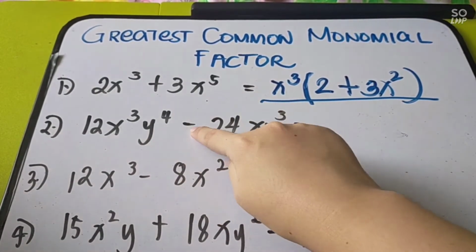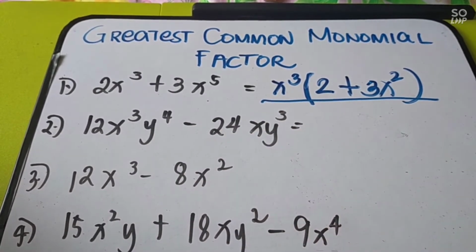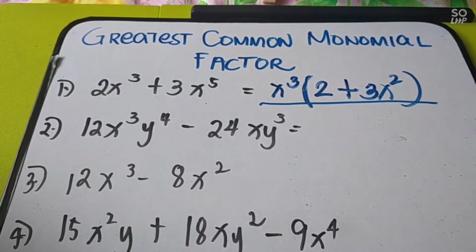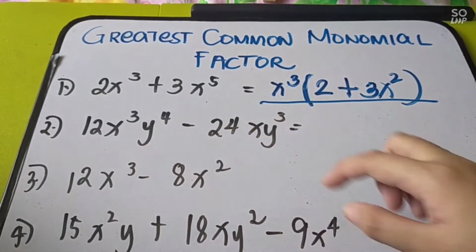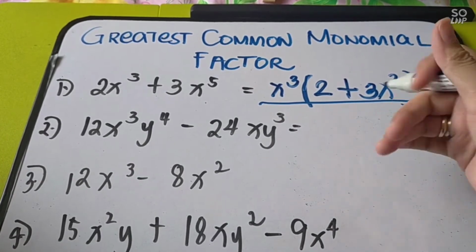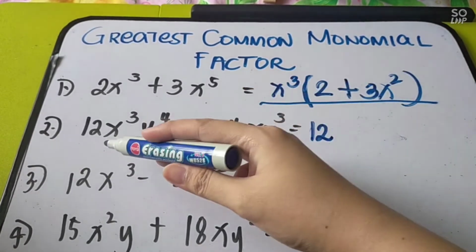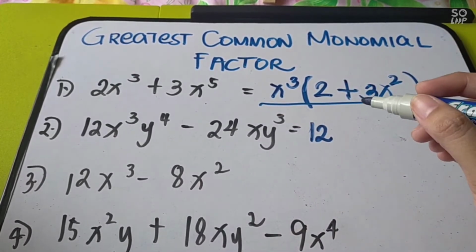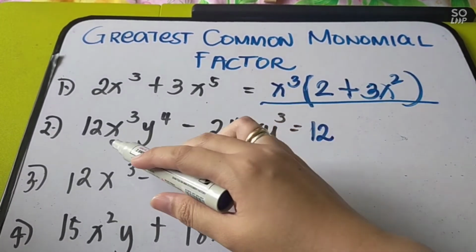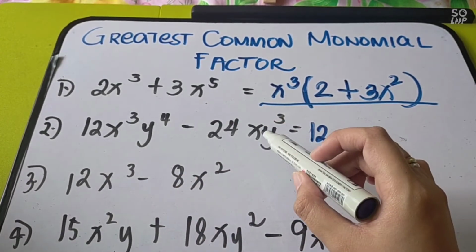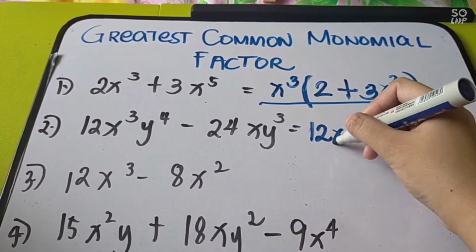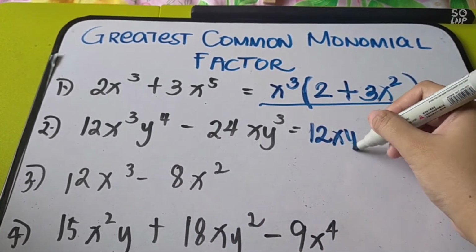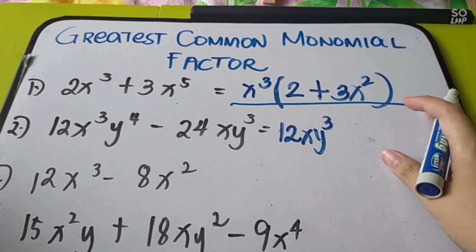Next tayo. 12x cubed y raised to 4 minus 24x y cubed. Let us have the GCF of 12 and 24. Ano yung pinakamataas na number na pwede mo i-divide kay 12 and 24? Obviously, ang pwede natin i-divide dyan, we have here 12. If you divide 12 to 12, meron. If you're going to divide 24 divided by 12, meron. Alright? Next, we have x cubed and x. Pinakamaliit na exponent, we have here x. Right here, x. Next, y raised to 4, y cubed. Pinakamaliit na ulit na exponent, we have here y cubed. So, that's your monomial factor.